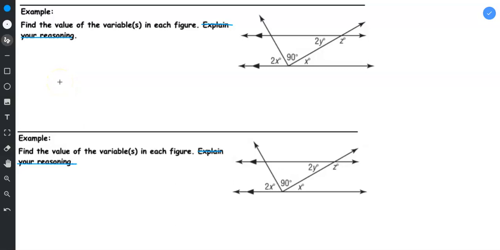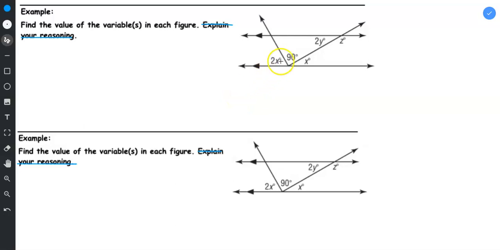Example, find the value of the variables in each figure. All right, so we need to figure out x, y, and z. I posted multiple pictures of this drawing because we're going to want to see this in different ways, and I didn't want to keep erasing. So this is really just the same problem.